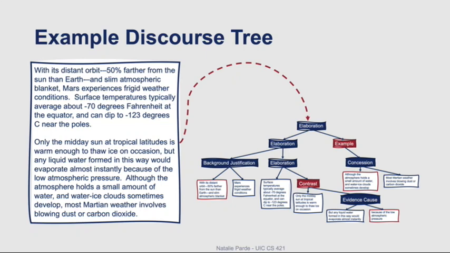The second-level elaboration can be broken down into background justification and an elaboration, and the elaboration can be broken down into a nucleus itself and a contrast, and the contrast can be broken down into a nucleus and evidence, which can finally be broken down into a nucleus and a satellite.